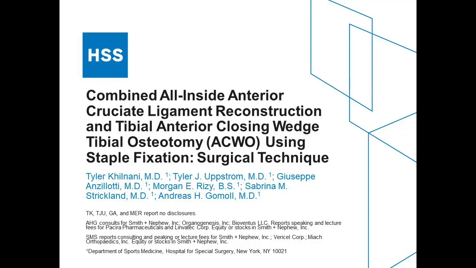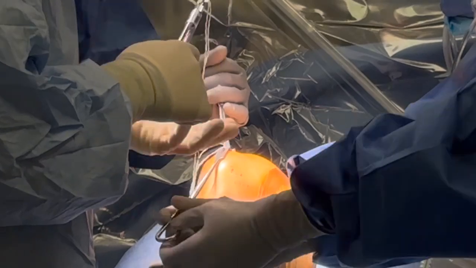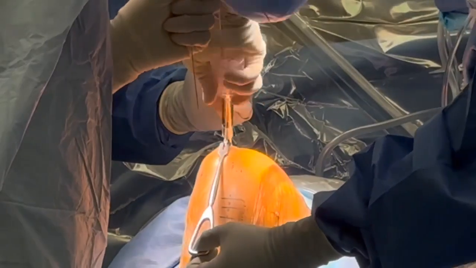This is Andreas Kamal from HSS narrating our technique of combined all-inside ACL reconstruction together with the tibial anterior closing wedge osteotomy for slope correction in those patients that have repeated ACL failure with increased posterior slope. In terms of graft choices, I tend to use quad tendon because it gives you a nice sturdy graft.